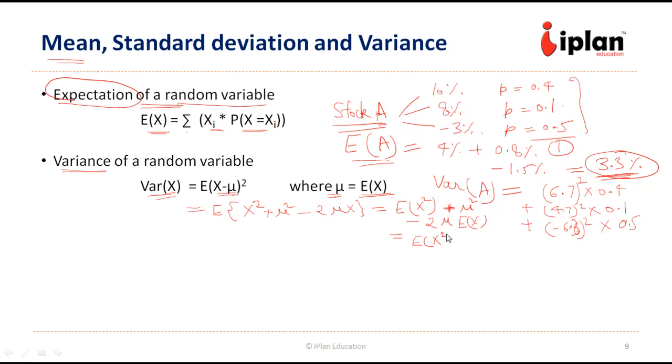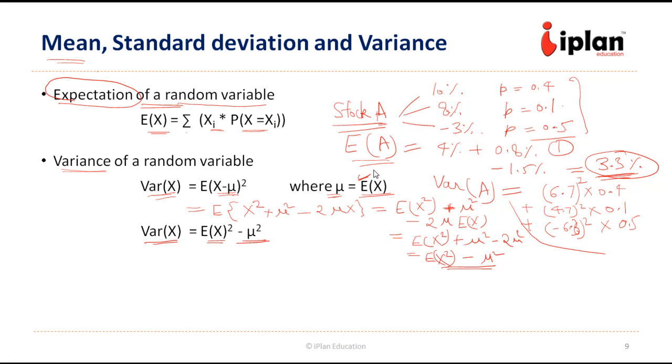So we can write it as expectation of x square plus mu square minus 2 mu square. Since it is also mu, if we further simplify this, we get expectation of x square minus mu square. This is our simplified version of the formula. It can be given as variance of x is expectation of x square minus mu square, where mu is expectation of x.